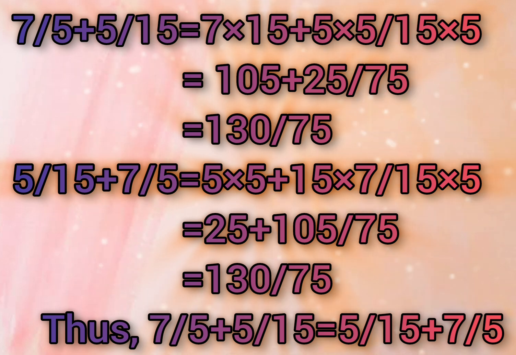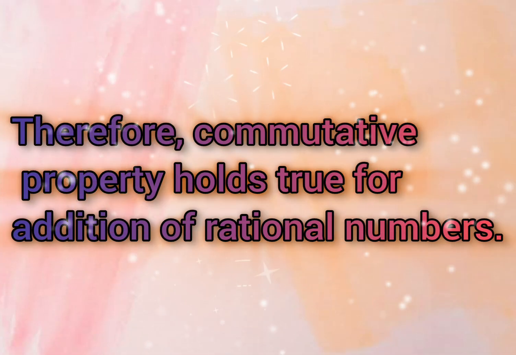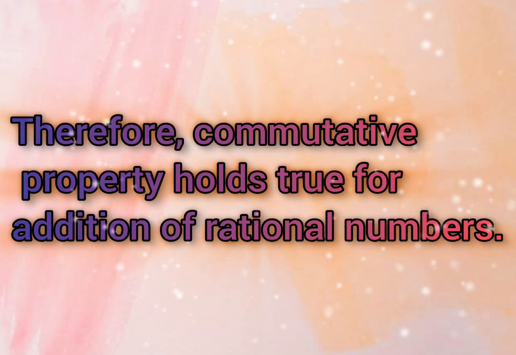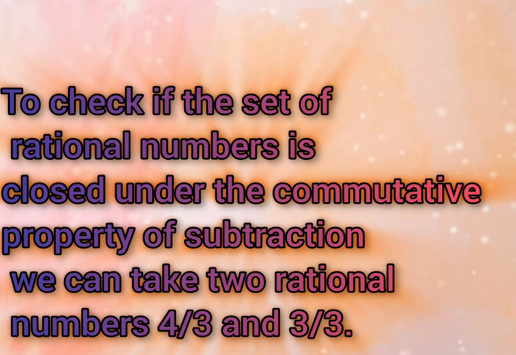Now we will add 5 by 15 plus 7 by 5. When we cross multiply, we get 5 into 5 plus 15 into 7 divided by 15 into 5. When we multiply, we get 25 plus 105 divided by 75. When we add, we will get 130 by 75. Thus 7 by 5 plus 5 by 15 is equal to 5 by 15 plus 7 by 5. Therefore, commutative property holds true for addition of rational numbers.